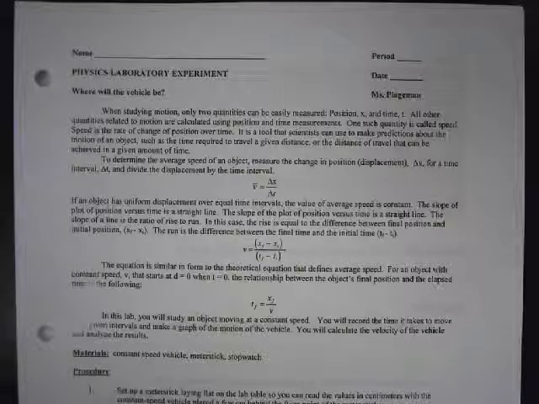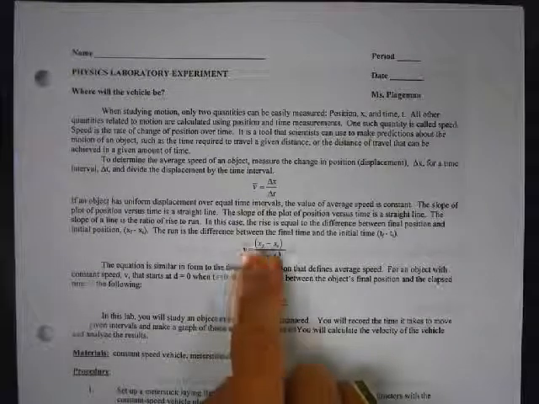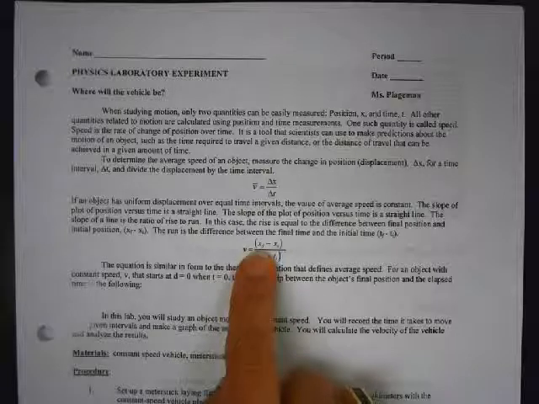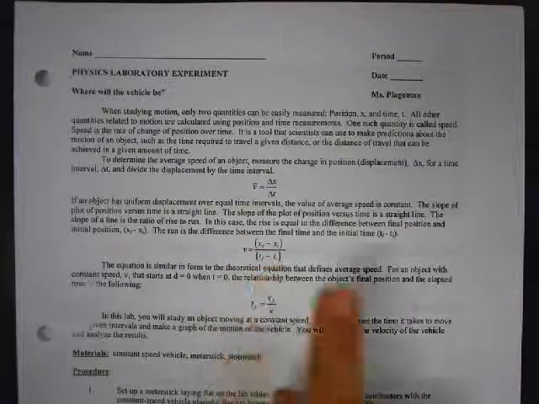If an object has a uniform displacement over equal time intervals, the value of the average speed is constant. The slope of the plot of position versus time is a straight line. The slope of a line is the ratio of rise to run. So in this case, the rise is equal to the difference. So v is equal to delta x over delta t, which is xf minus xi over tf minus ti.